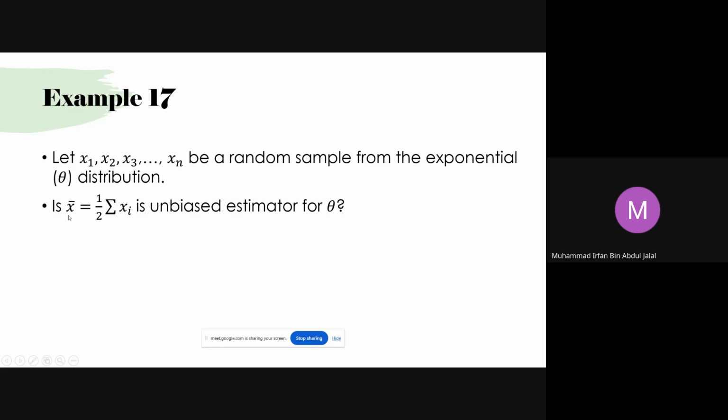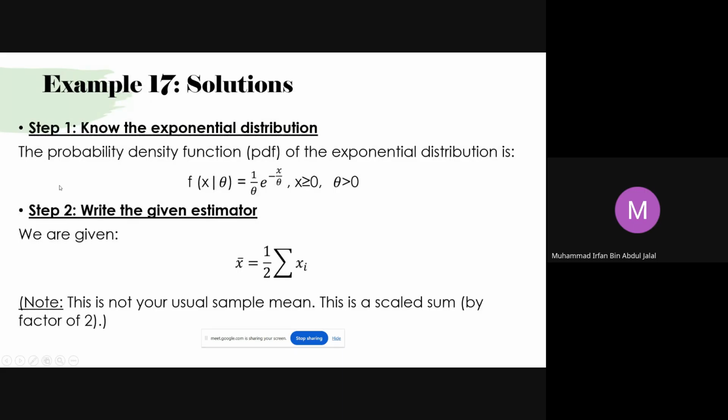So in this case, we want to test whether the x bar here, the estimated x bar, which is the summation of x1 until xn divided by 2, is an unbiased estimator for theta, the parameter of the exponential distribution. As you know, the exponential distribution has only one parameter here. So this one is for exponential distributions.